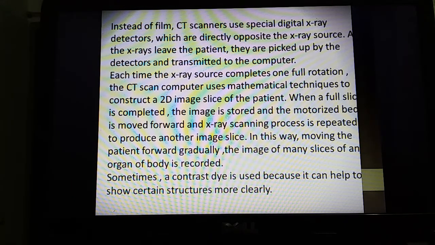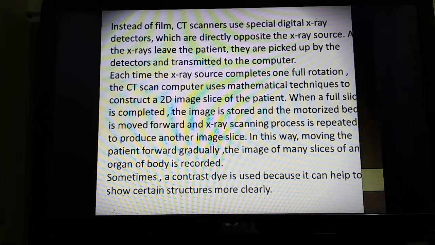When a full slice is completed, the image is stored and the motorized bed is moved forward, and the X-ray scanning process is repeated to produce another image slice. In this way, moving the patient forward gradually, the images of many slices of an organ of the body are recorded. That means we are just making slices of images of a specific organ, so that it gets very clear to anyone who is observing that patient.